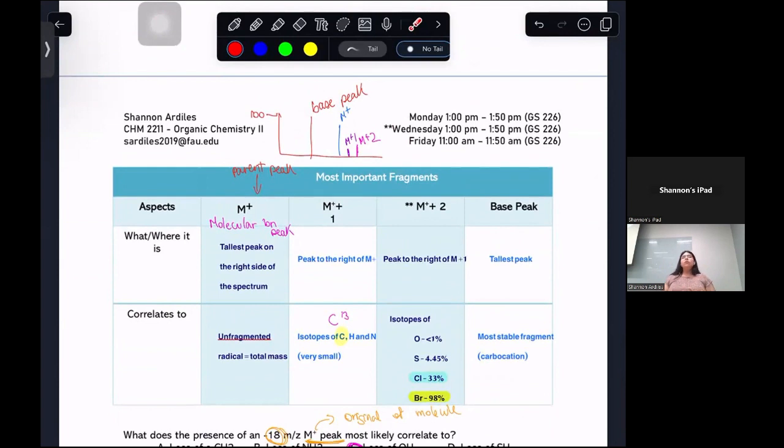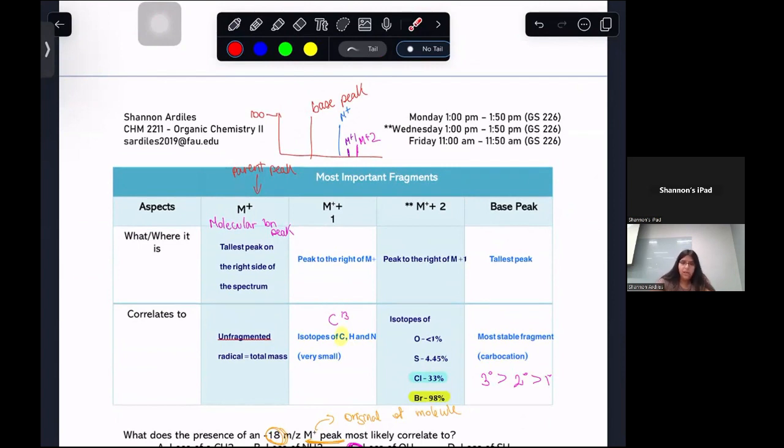Now, hopefully you remember this, but for a carbocation or a radical to be more stable, the more substitution you have, the more stable it is. Okay, so that means that a tertiary carbocation is going to be more stable than a secondary than a primary. So yeah, that was pretty much it for your base peak.